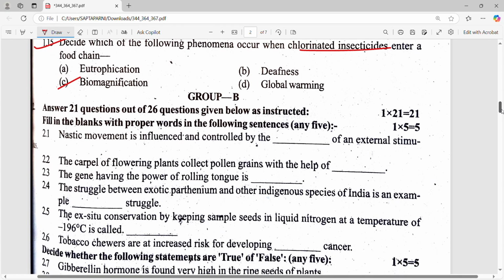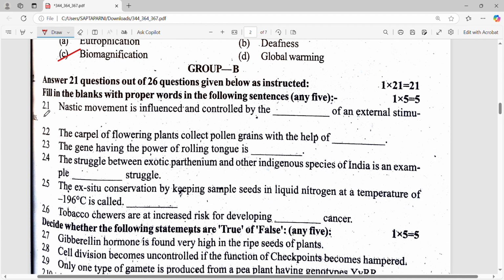Next, you have to fill the gaps. Okay, fill in the gaps. See, nastic movement is influenced and controlled by dash of an external stimulus. The answer would be intensity of the external stimulus. The carpel of the flowering plants collect pollen grains with the help of stigma. Okay, stigma. Next, stigma is the part of gynoecium.